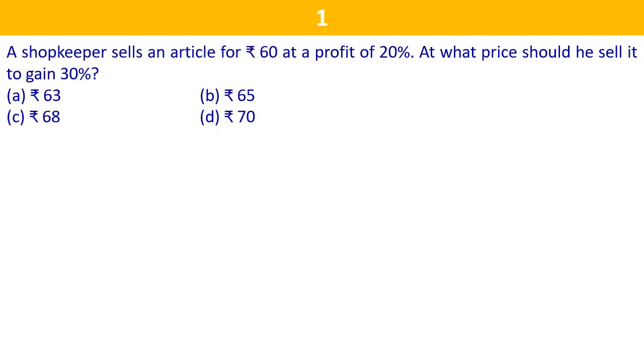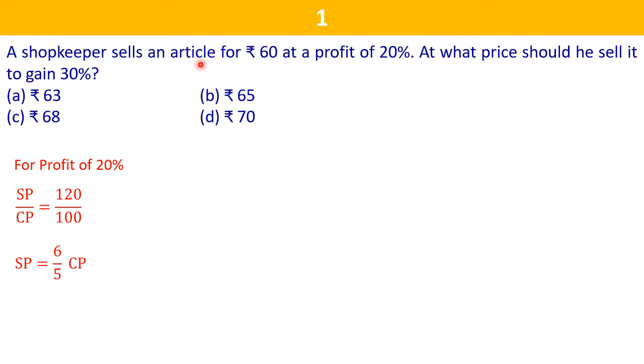Problem number 1. We will start with a very simple question, where it is said that a shopkeeper sells an article for ₹60 at a profit of 20%. At what price should he sell it to gain 30%? Now, in this particular question, the profit is 20%. If the profit is 20%, then what is the ratio of selling price to cost price? The ratio of selling price to cost price is 120:100. It means if the cost price is suppose 100 rupees, then the selling price will be 120. Then only there will be a profit of 20%. That is, the ratio of selling price to cost price is 6/5.